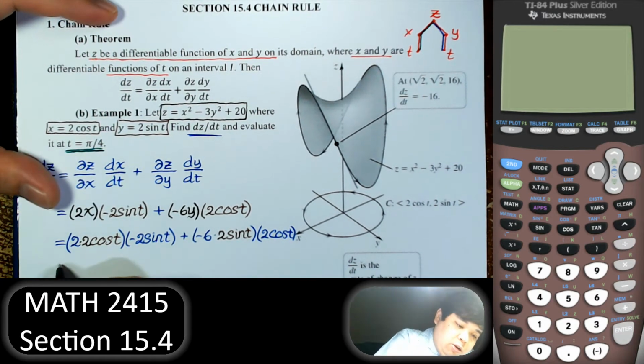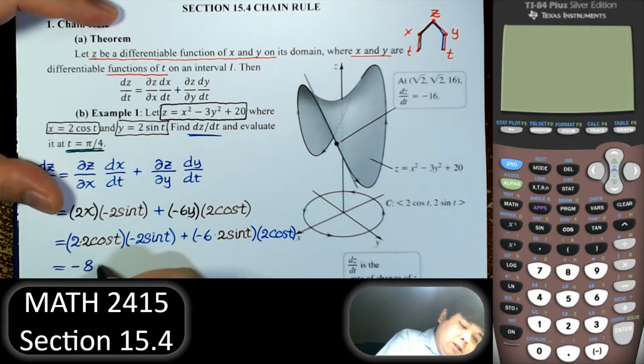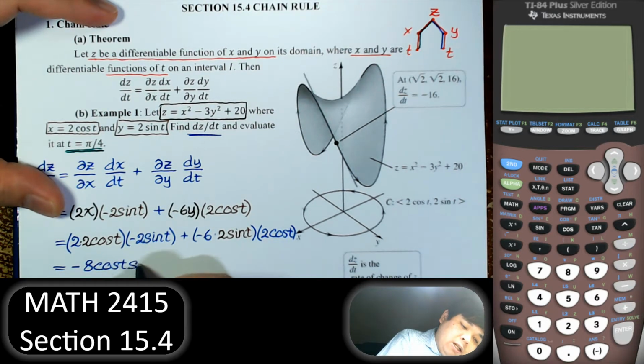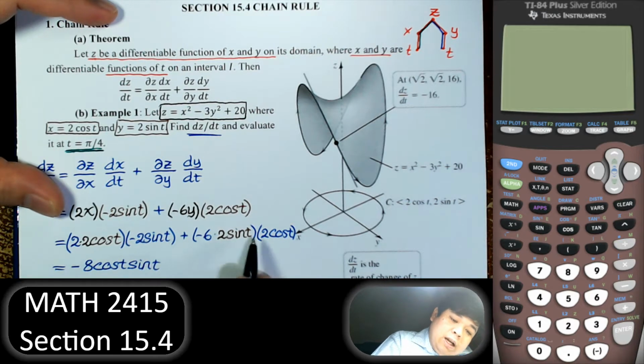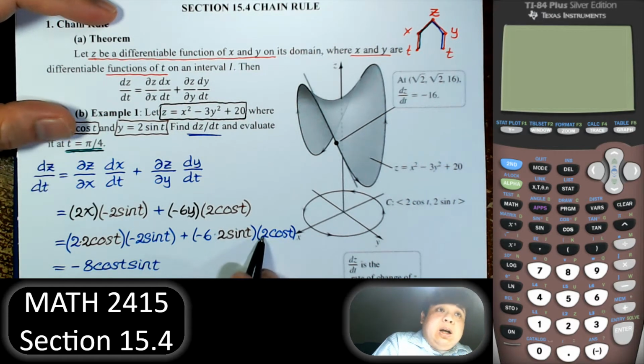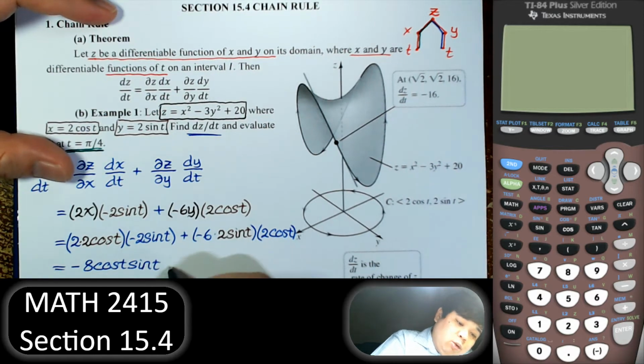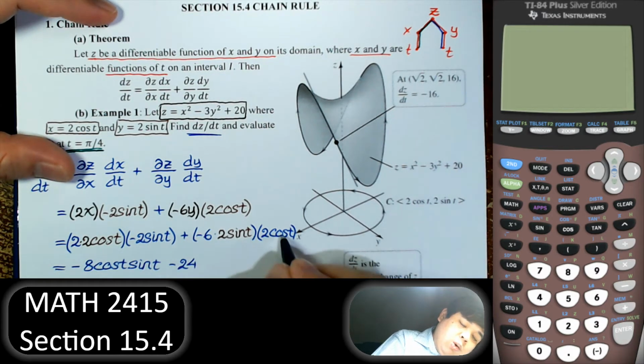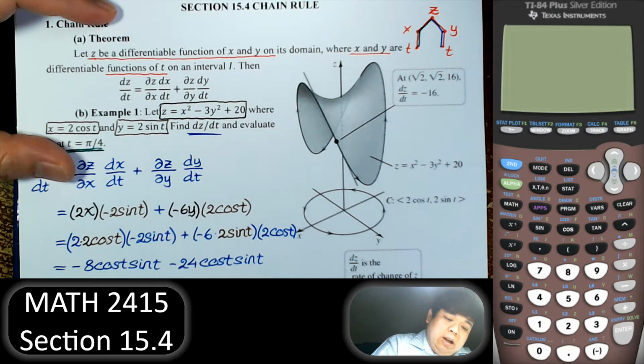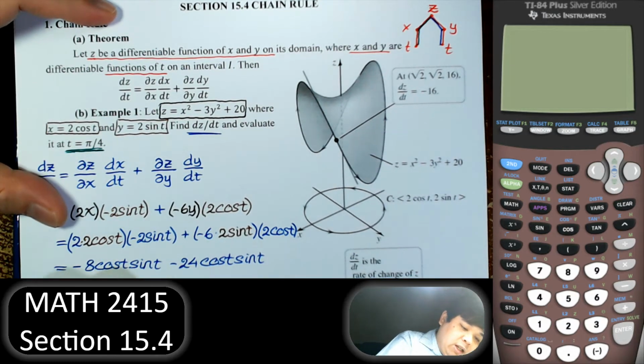Right, multiply across 2, 2, and negative 2, that's negative 8 cosine t sine t. And that gives us negative 12, 2 and 2, negative 12 times 2, negative 24, also cosine and sine. Negative 8, negative 24 is negative 32.